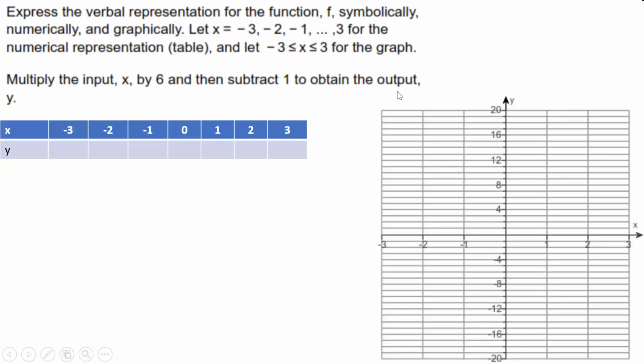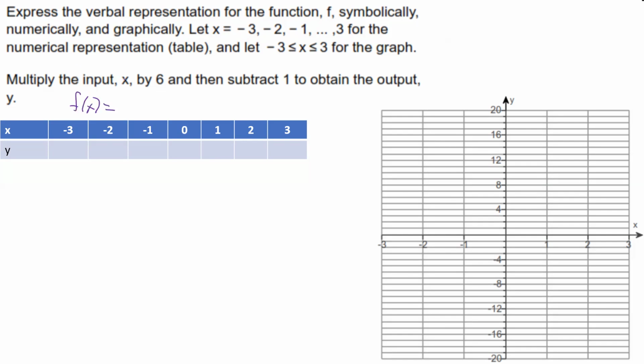All right, so here we're supposed to express the verbal representation of the function f symbolically, numerically, and graphically. So if we let x equal -3, -2, -1, 0, 1, 2, 3 for the numerical representation, which is our table, and it's going from -3 to 3 for the graph, then this is what we have to do. So we have to convert this verbal representation to some function. So let's write the function first. So that's f of x is equal to what?